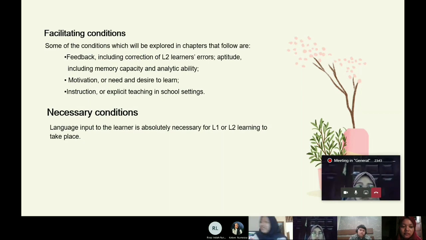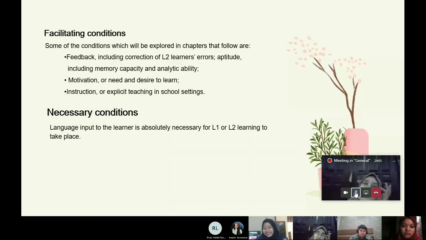And some of the conditions which we'll explore in chapters that follow are: first, feedback, including correction of L2 learners' errors. Second, aptitude, including memory capacity and analytic ability. Third, motivation, or need and desire to learn. Fourth, instruction, or explicit teaching in school settings.